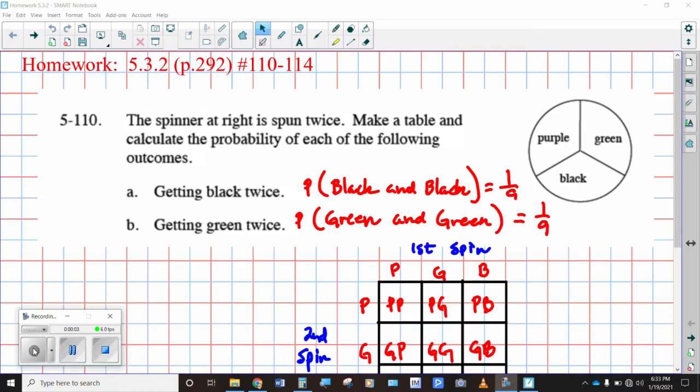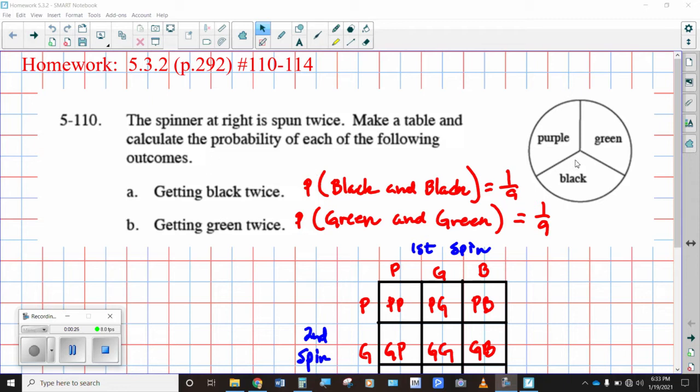Alrighty, let's take a look at our homework for lesson 5.3.2. Problem number 10 involves the spinner at the right. You see it's broken up into 3 equal parts. So the probability of getting the purple, the green, or the black is 1/3 for each individual spin. It says make a table and calculate the probability of each of the following outcomes.